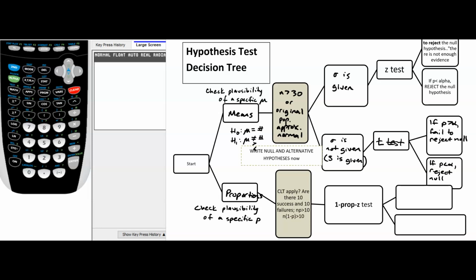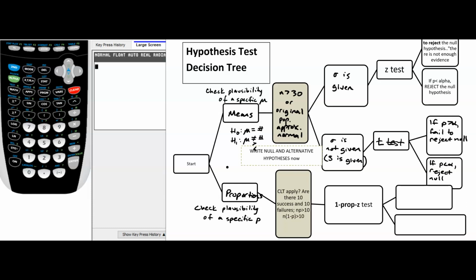So up to this point in the module, we have only looked at hypothesis tests involving means, where we have been checking the plausibility of a specific population mean through hypotheses that have been set up like this. In this video, we're going to continue talking about hypothesis testing, but this time in the context of proportions. So we'll be talking about checking the plausibility of a specific population proportion, p.